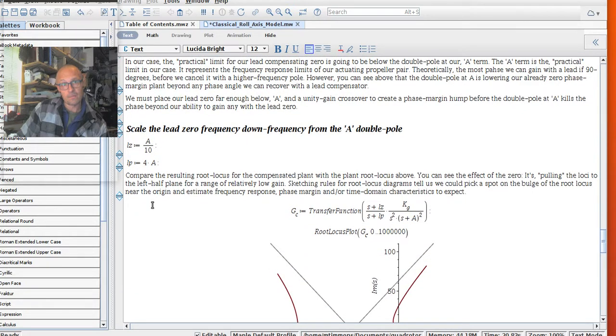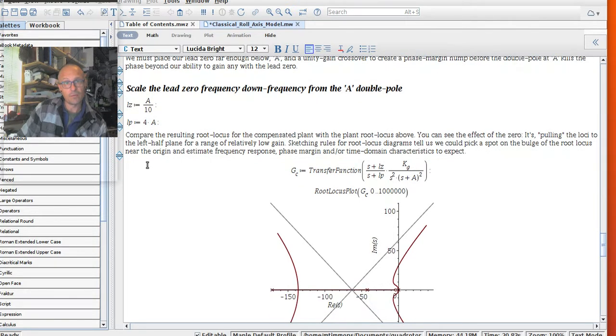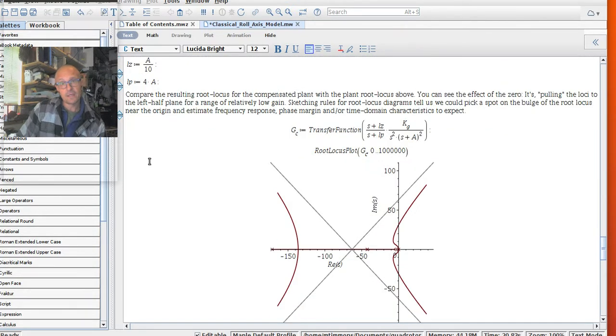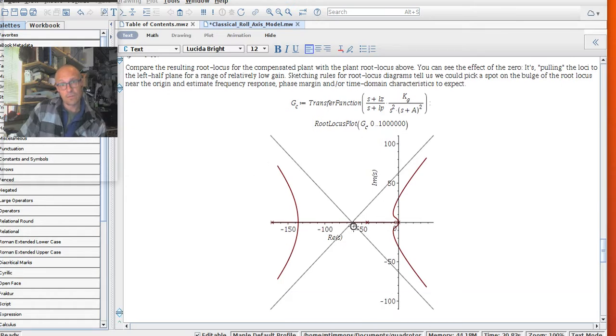And then subsequently you cancel that 0 with a pole further out in frequency, and you get a root locus that looks like this. And so what you see here is our double pole at A is still here. We still have the double pole at 0. We introduced a 0 down here and a pole over here. Now this pole is kind of insignificant. It just has to be over here.